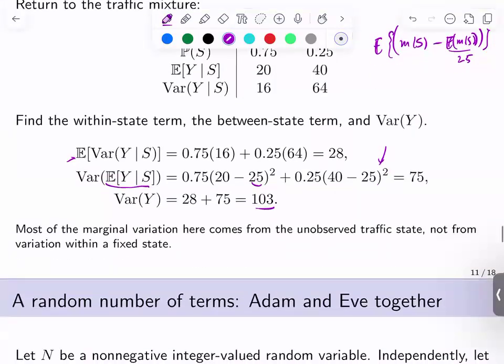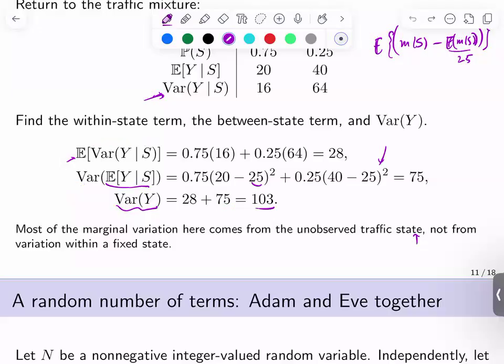So do that as an exercise. It's a very good exercise to understand what each one means. And in this case, most of the marginal variance, so this is sometimes called marginal variance, because it's just the variance of the marginal of the joint. Joint is like Y and S together, and if you marginalize out S, you get Y. So marginal variation comes from unobserved traffic state, not from the variation within the fixed state. Y, you can see this is the 75. 75 is the variation due to unknown state, not the variation within a state.